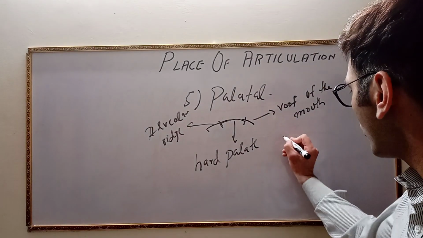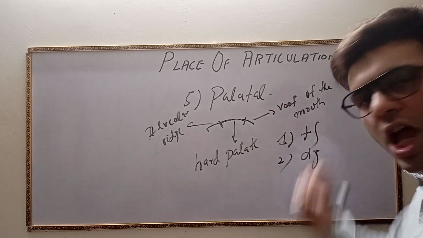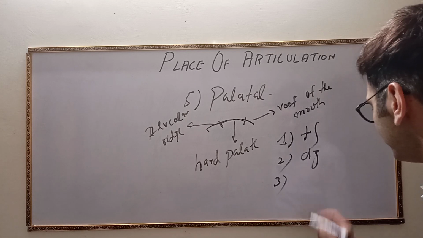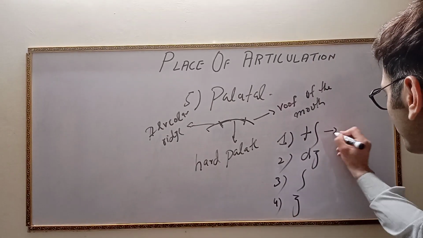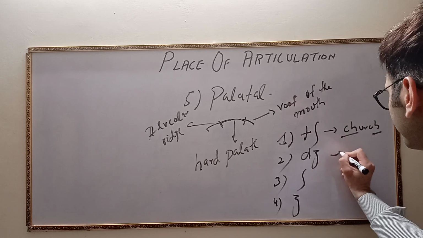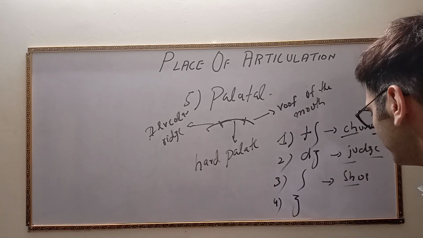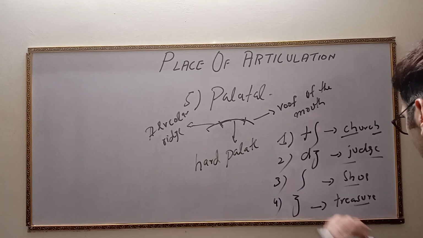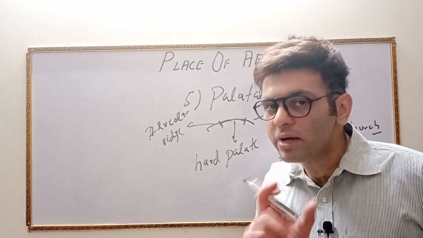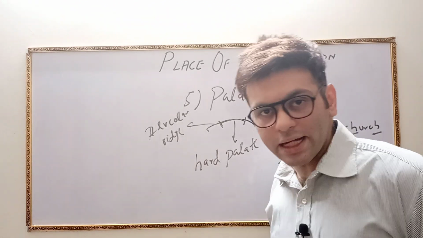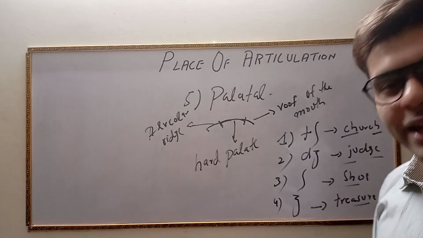Now, what are those sounds? Number one, ch. Number two, j. Number three, sh. Number four, zh. Let me use them in examples like church, judge, shoe, treasure. Now, these are the sounds that we can pronounce with the help of the tongue and the middle part of the roof of the mouth, and that is your hard palate. That is why they are considered to be palatal sounds. Let's move to the next classification.